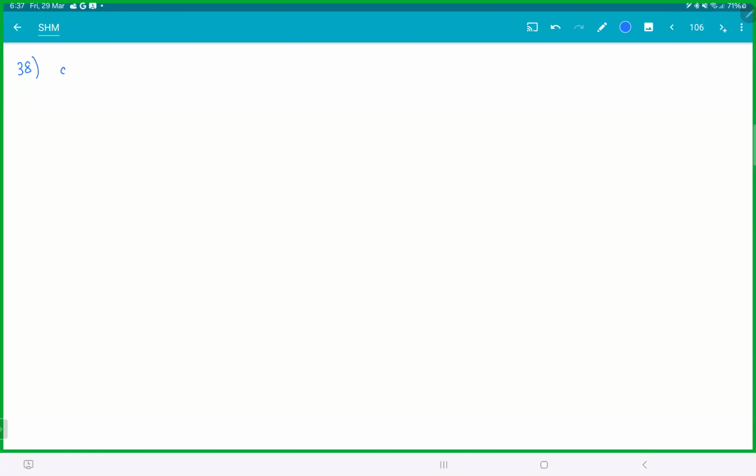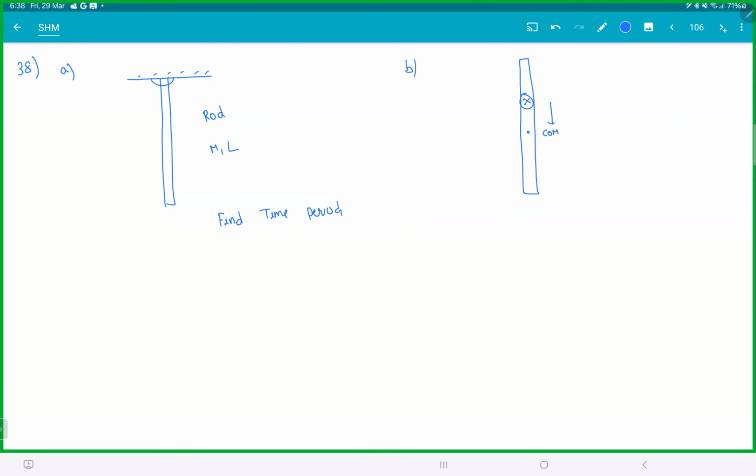Next thing. We have a rod here, hinged. Find the time period for small oscillations. The same rod is hinged somewhere here. This is the center of mass. This is X. Find x for minimum time period. So where should I hinge the rod so that I get the minimum time period?